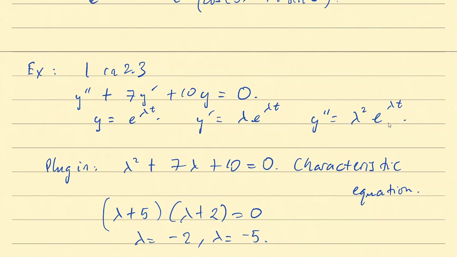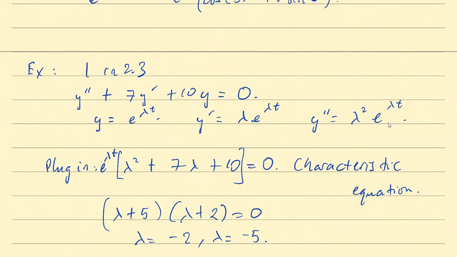Carl, because e to lambda t is going to hang out with everything, it factors out. So it's always going to be a quadratic equation, and you always get two solutions. Of course, those 2 solutions can be repeating. I'll talk about that soon.